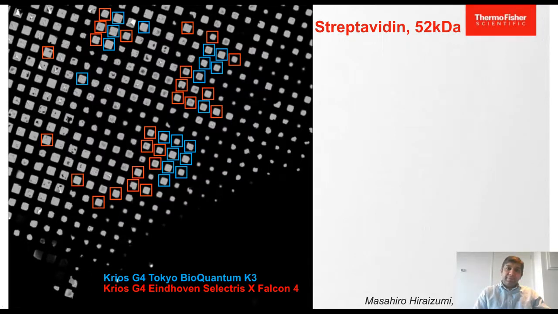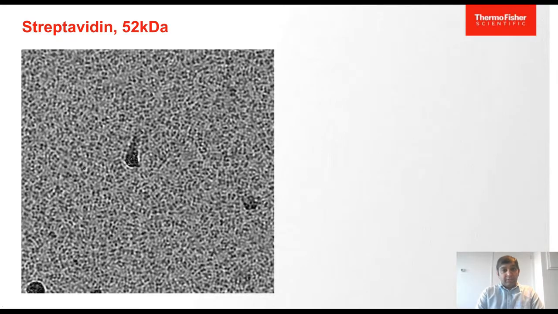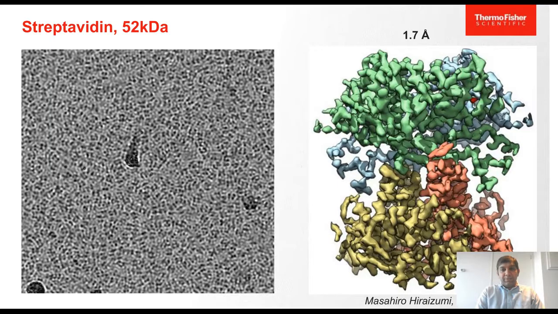It was a different microscope and has a Selectris and Falcon 4 detector on it. And then this is how the data looks like. This is one of the images of streptavidin. It's low pass filtered to about 20 angstroms, so we can clearly see all the particles here. And Masahiro went ahead and processed this data. And with a similar amount of particles, he produced this beautiful 1.7 angstrom structure from this same grid.